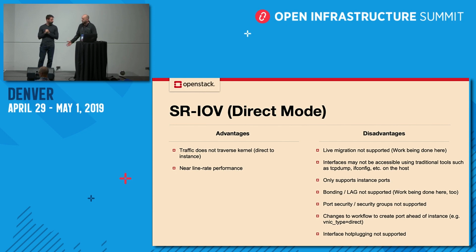Now, the list of disadvantages is somewhat large, but there's some good news there. So right now, live migration is not supported when you're using SR-IOV direct mode. However, there appears to be some work done, especially in the train cycle, to help alleviate that. Interfaces, the virtual functions are not really accessible to tools on the compute node. We'll talk about indirect mode in a bit that kind of helps alleviate that a little bit. It only supports instance ports.